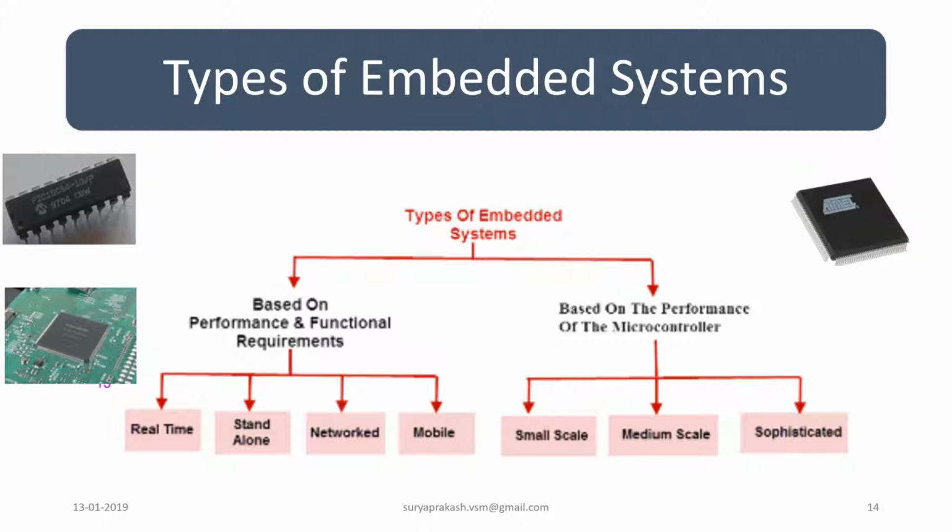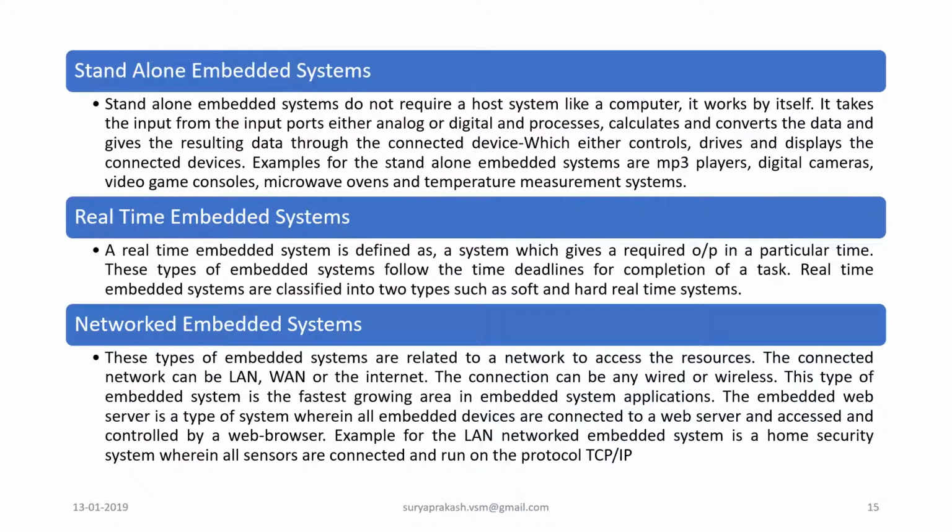Next we'll see the elaborate classification of an embedded system, starting with a standalone system. A standalone system does not require any kind of system. The examples of standalone systems are MP3 player, digital camera, video game consoles, microwave ovens, and temperature measuring systems.